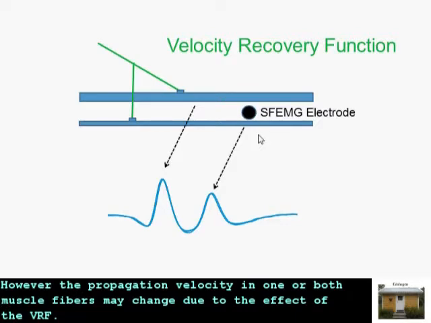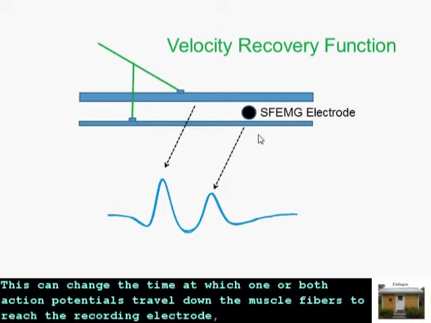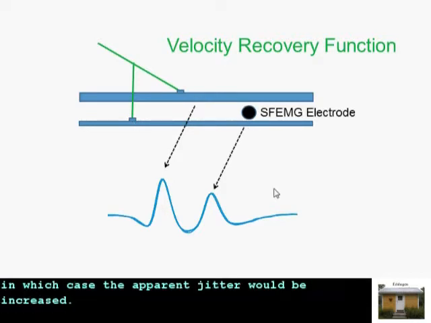However, the propagation velocity in one or both muscle fibers may change due to the effect of the VRF. And this can change the time at which one or both action potentials travel down the muscle fibers to reach the recording electrode, in which case the apparent jitter would be increased. This can be described schematically.